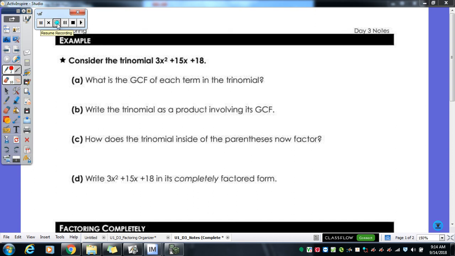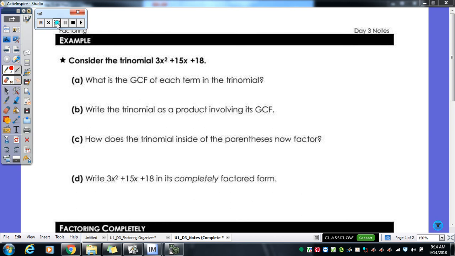So today we are working on our factor completely. Factor completely, again, one of those unwritten rules of math. You need to know you always have to factor something completely. They don't always tell you that you have to factor completely. You just need to know, I got to factor completely.